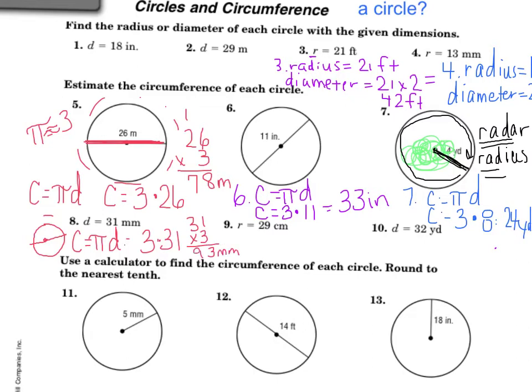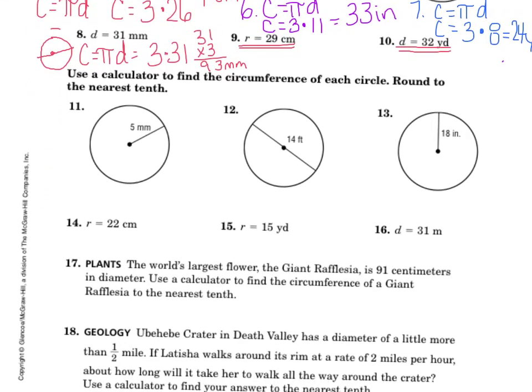Okay, you on your own are going to do number 9, and you're going to do number 10 on your own. I want to see a picture, and I want to see your work. Okay, let's go down to number 11. Use a calculator to find the circumference of each circle, round to the nearest tenth. We are not going to be doing that because we're using 3 for pi. So we have some more questions here.